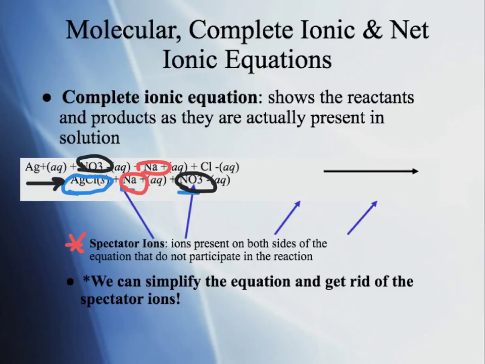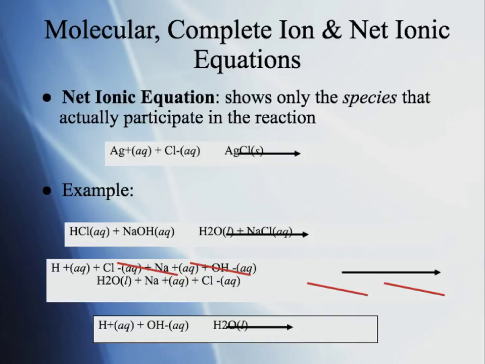So we can simplify this equation to get rid of these spectator ions that just sit there and do nothing, and we can just show the ions that actually find each other. Which ones would those be? You guessed it: the Ag+ and the Cl-. Those are the ones we actually care about, because those are the ones that get together to form AgCl, which is our solid. When we do that, it looks so much neater. This is what we call the net ionic equation.